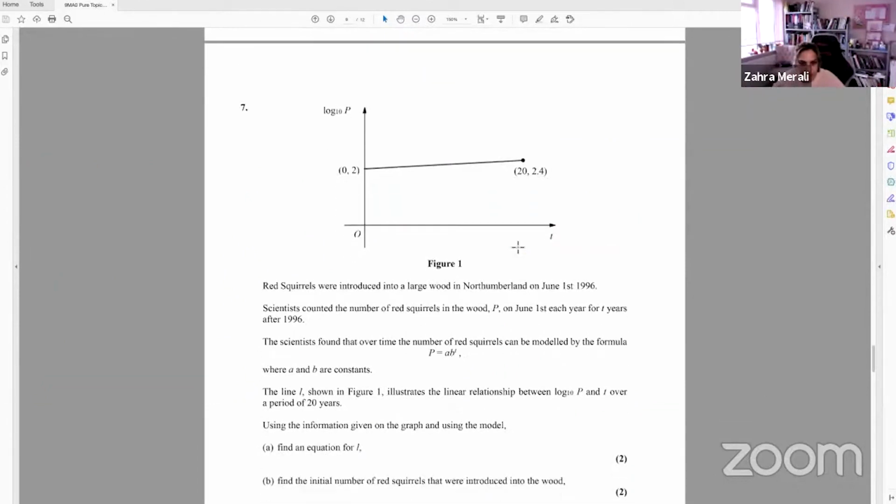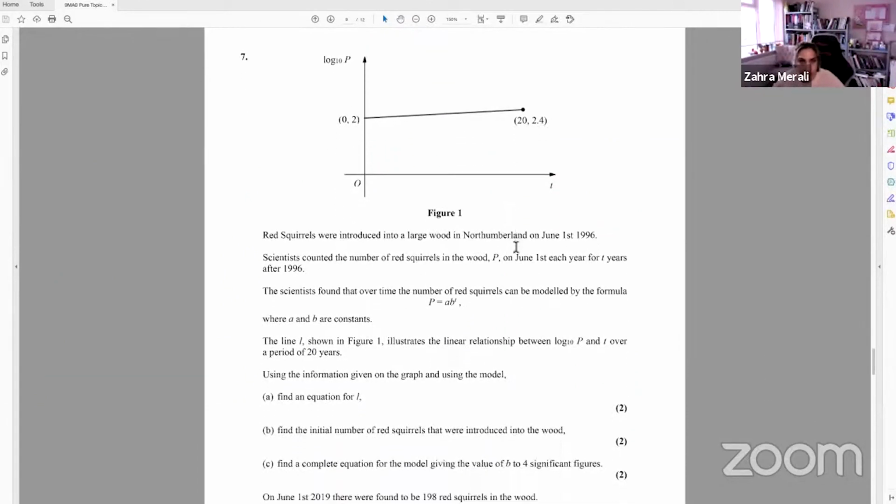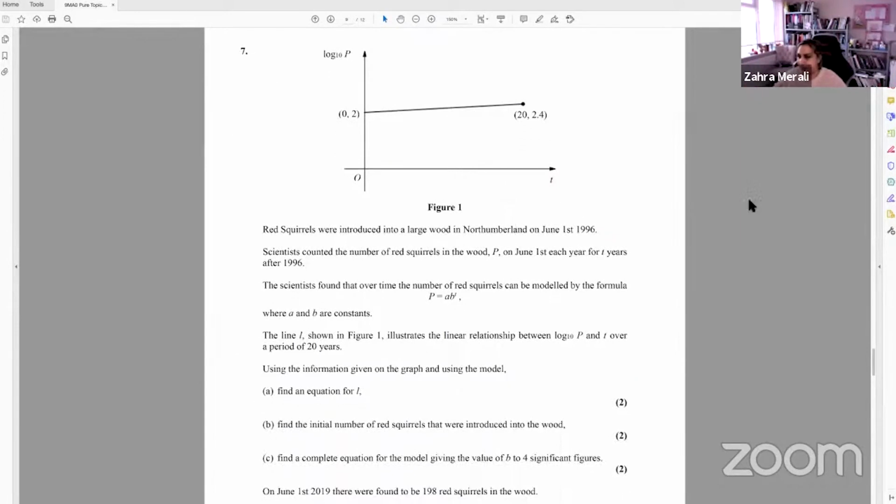Okay, question 7. Okay, squirrels. Red squirrels. Scientists counted the number of squirrels. They found that. So these are all the same. Can you see how they're starting to look the same, hopefully?